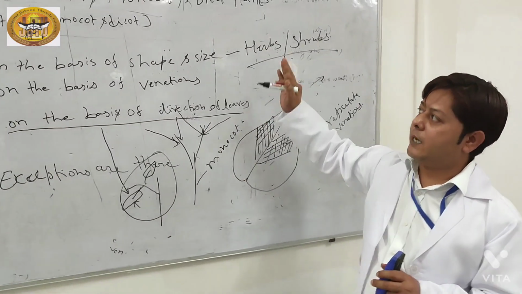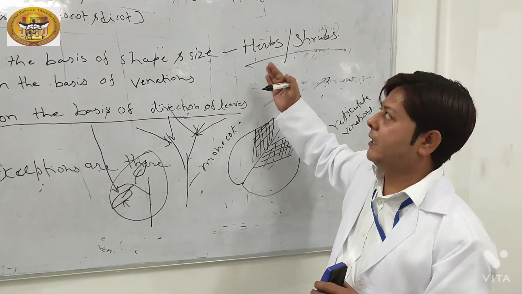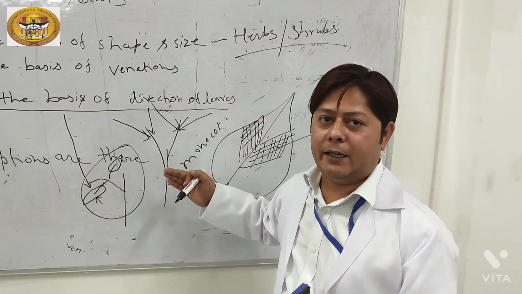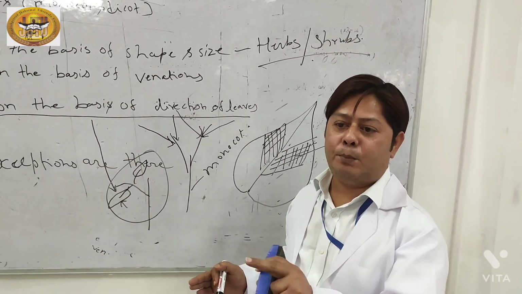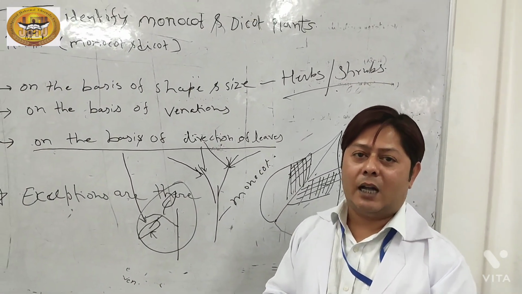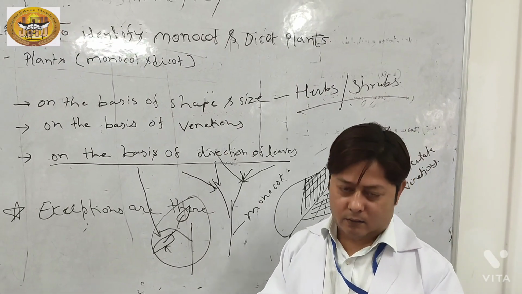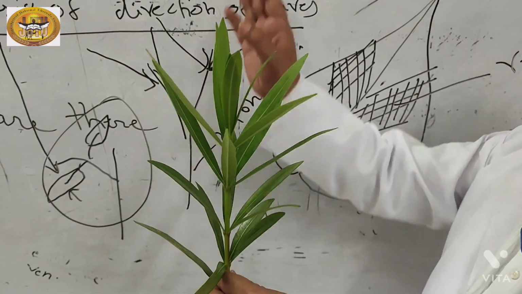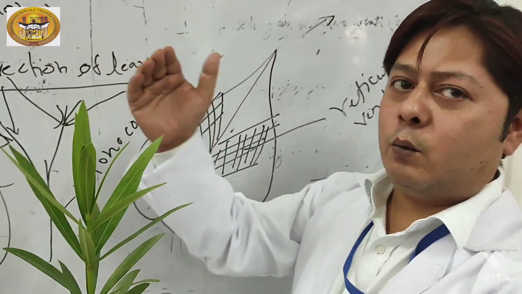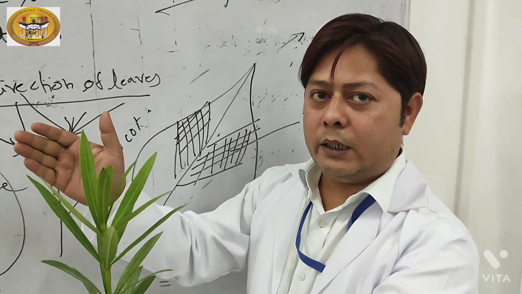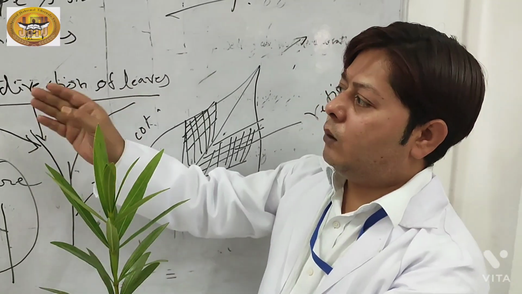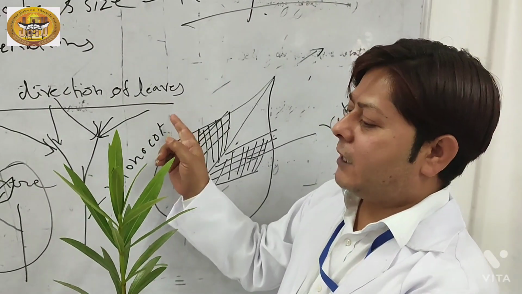I hope you understand how monocot and dicot plants can be identified. Now we will see through the samples of the plants I have collected. I will show you how it works. On the basis of shape and size, definitely you understand, because it will be seen in the ground only, in the field only. But now I will show you on the basis of direction of leaves.